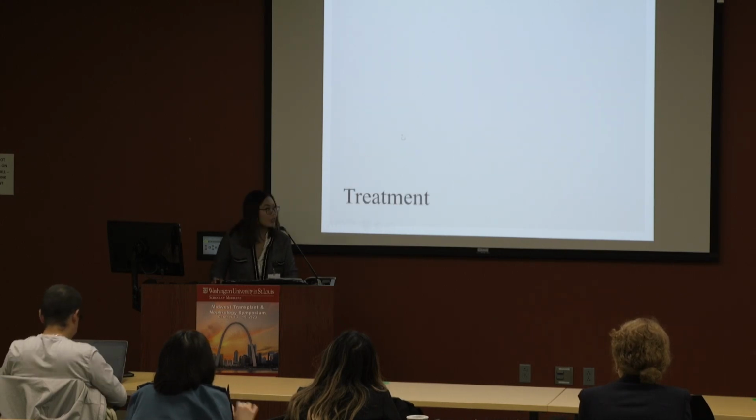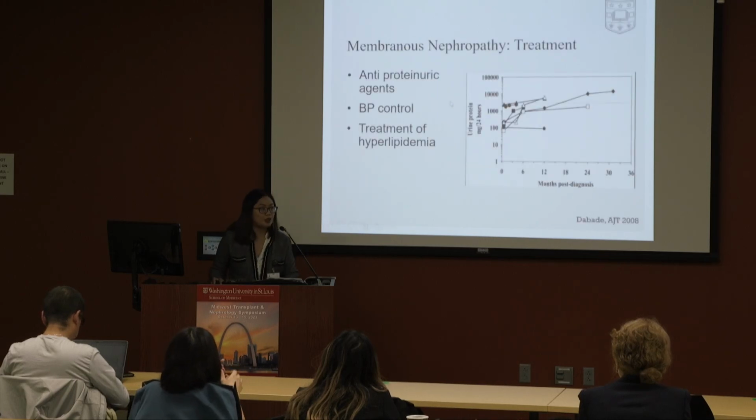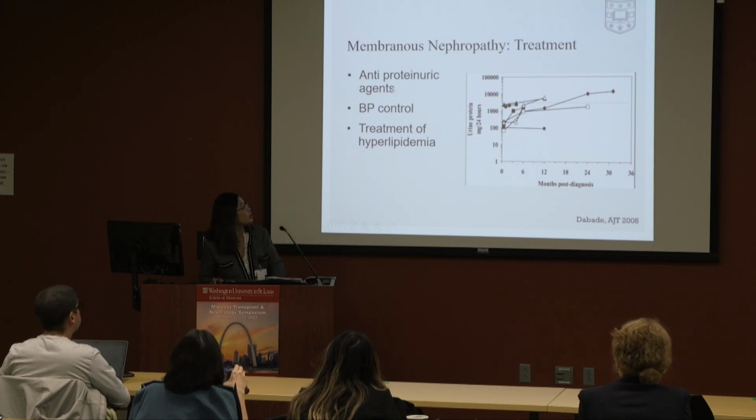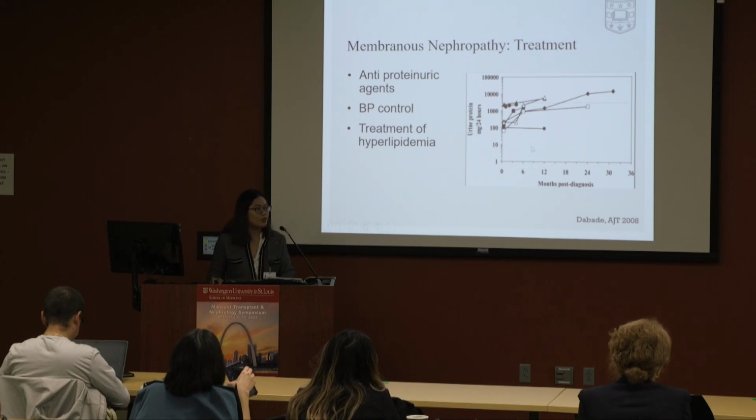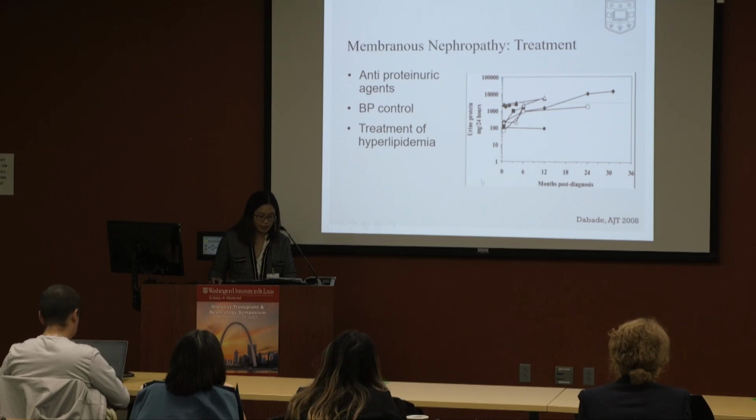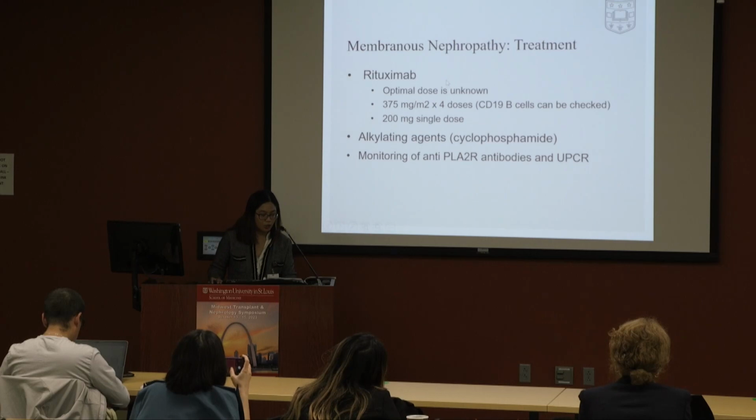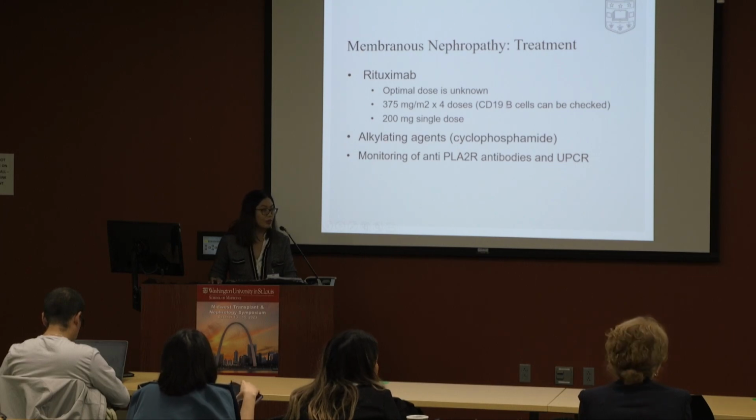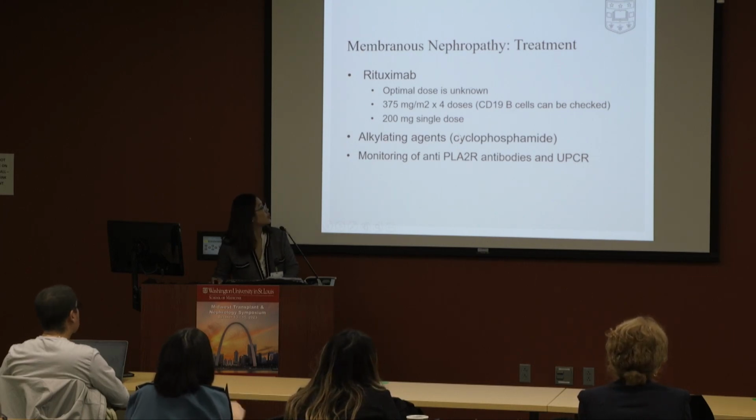So for the treatment options, first we also do the supportive treatment that we also use for primary membranous nephropathy. This usually uses antiproteinuric agents, BP control, treatment of lipidemia, and being wary of risk for thrombosis and anticoagulation. However, some studies show that even despite this treatment, there might still be progression of the kidney disease. So for the other therapies, first we have Rituxan. The optimal dose is unknown. Various dosing protocols are being used.